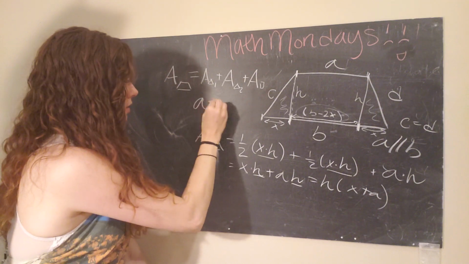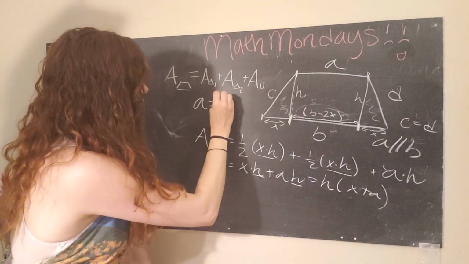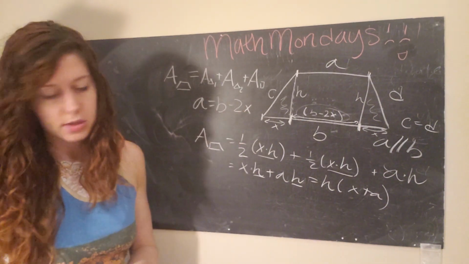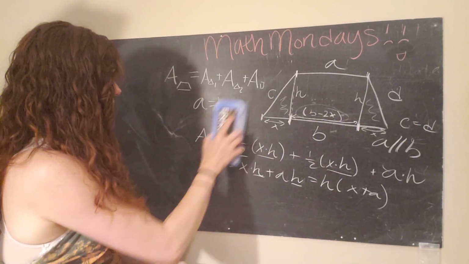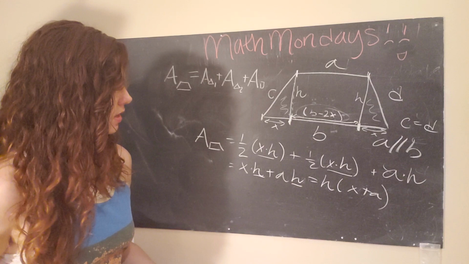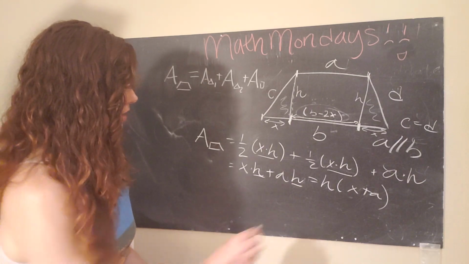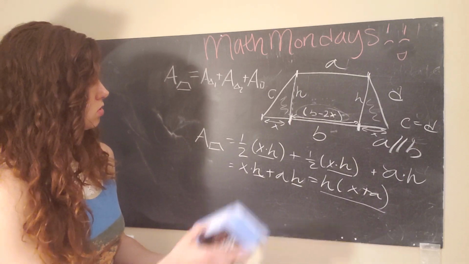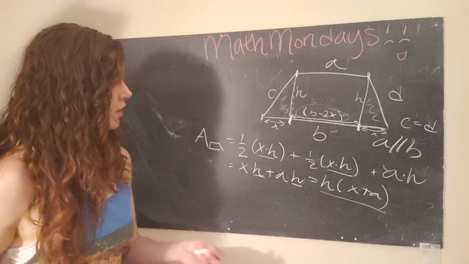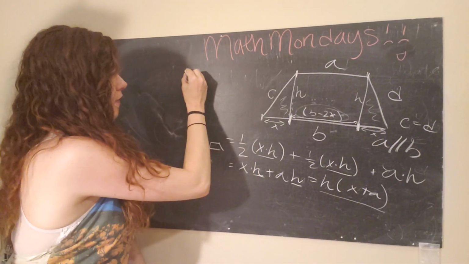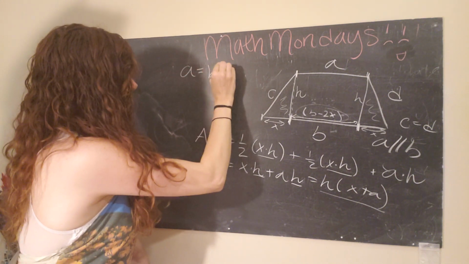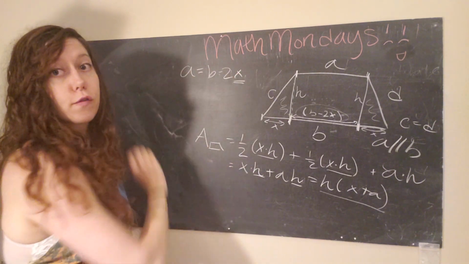So a equals b minus 2x, and I can use that to solve for x. And I'm going to do that. Where am I going to do that? I need this equation. So I'm going to erase this one. Okay, so if I know that a equals b minus 2x, I want to solve for x.